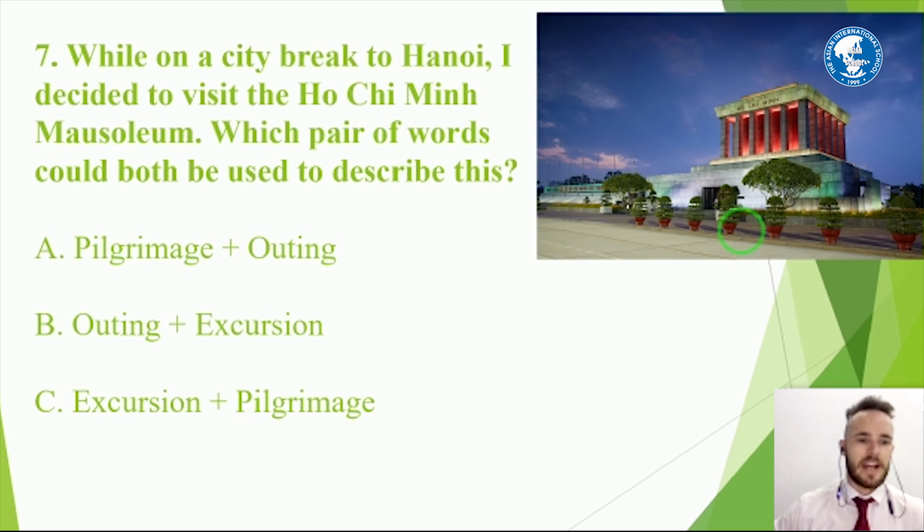The correct answer for that would be B. Outing or excursion could both be used to describe a journey to the museum. Pilgrimage would not be correct, even though Ho Chi Minh is a very important figure for Vietnamese people. He's not the topic of a religion, so it wouldn't be considered a pilgrimage.